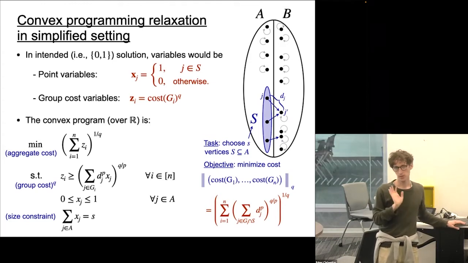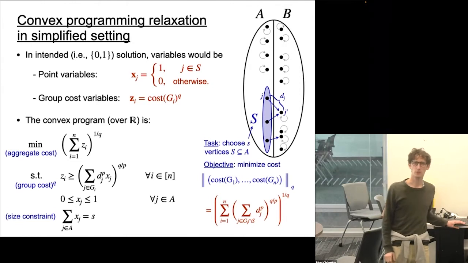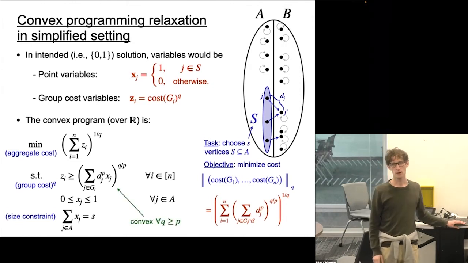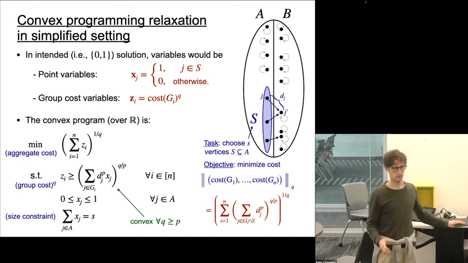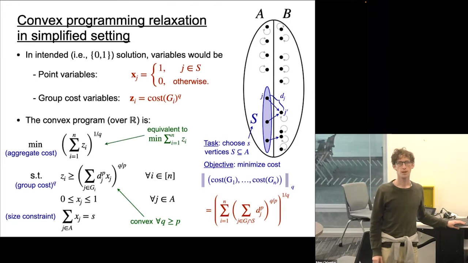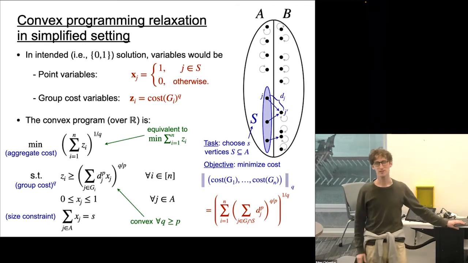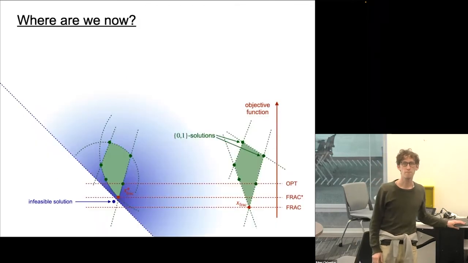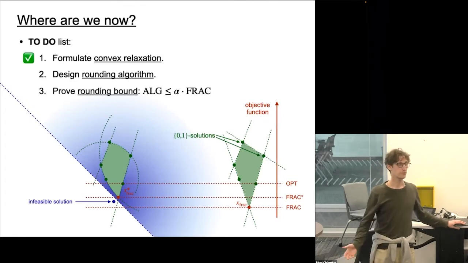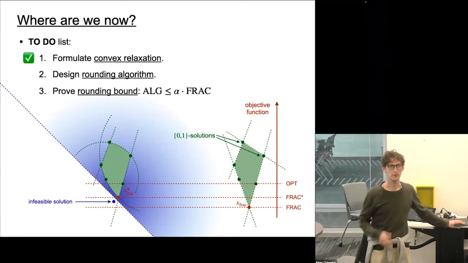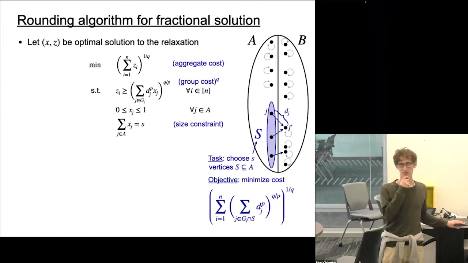Okay, so we have exactly the convex program that you would expect. And because Q is greater or equal to P in this setting, this constraint is convex. And the first one is not, but it's equivalent to a linear constraint, so just think of it as a linear object. Okay, so where are we in the talk? We have the convex relaxation, so we're 1/3 of the way through. So now let's talk about rounding.